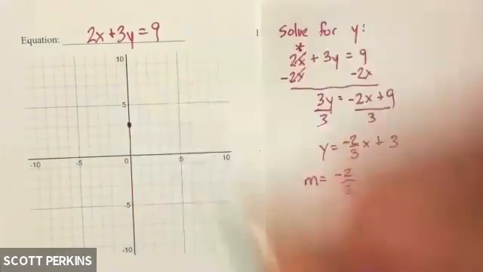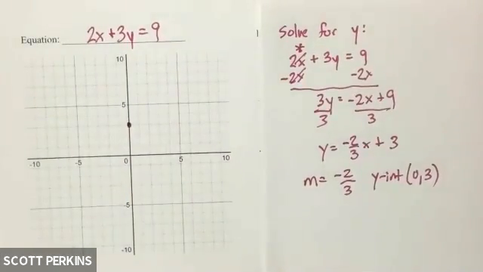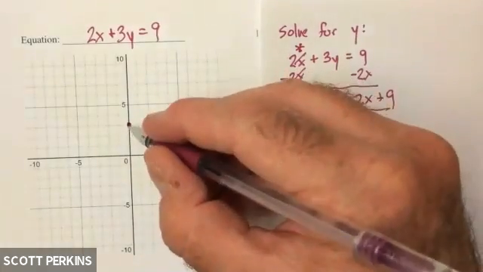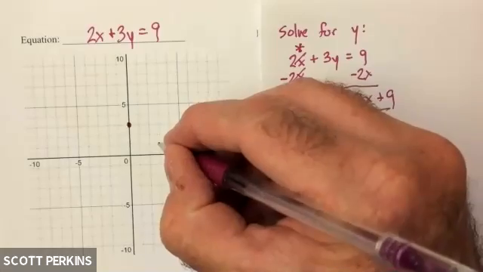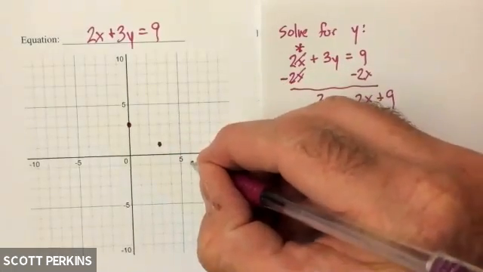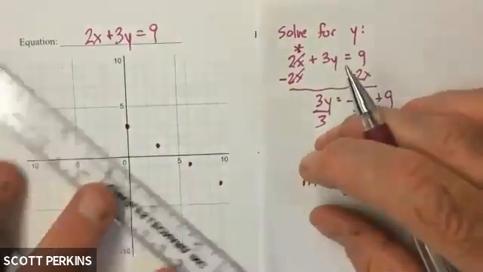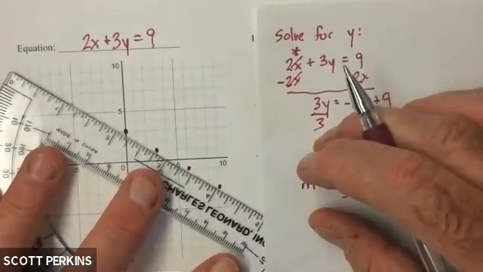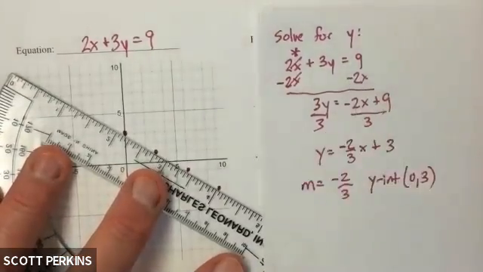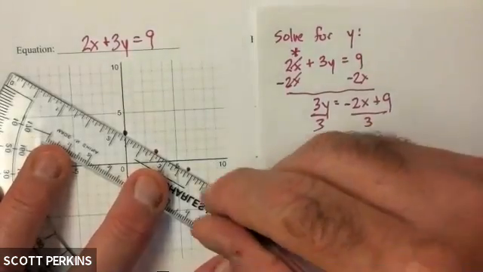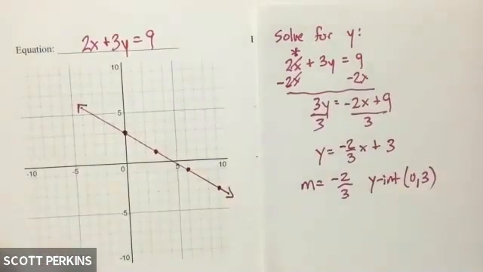So I'm going to go up 3 and make a dot. Negative 2 over 3 means I'm going to go down 2, and then right 3, down 2, right 3, down 2, right 3. And there's my equation of the line. If you put the negative with the 3 in the top, then you just went up 2 and left 3, but we've got the same exact line.